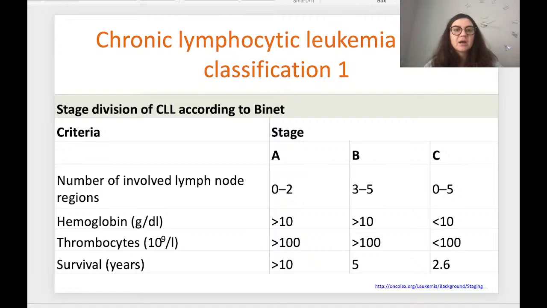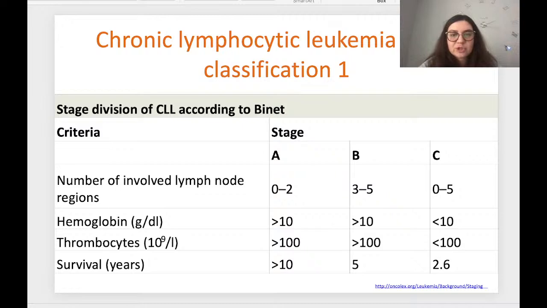Classification. It can include stages A, B, and C, and their difference is according to the number of involved lymph nodes. For stage A, it is from 0 to 2, up to 5 it is stage B, and for stage C it can be from 0 till 5. Level of hemoglobin is more than 100 for stages A and B, and it is anemia, less than 100, for stage C.